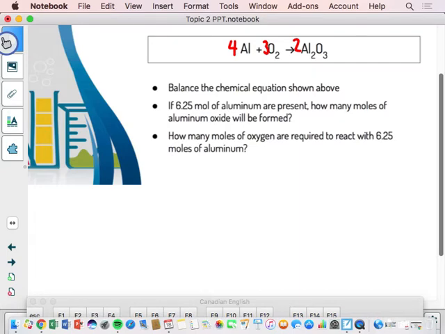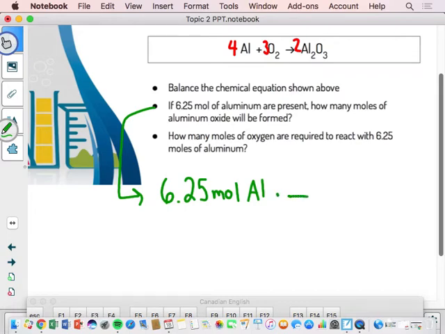So we've got it up in the top equation, so now we can use some information here to do our calculations. It says, if 6.25 moles of aluminum are present, how many moles of aluminum oxide will be formed? So, let's do this one. So I'm going to write down what they give us. 6.25 moles, and it's of aluminum, so Al.